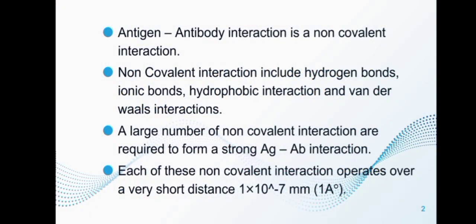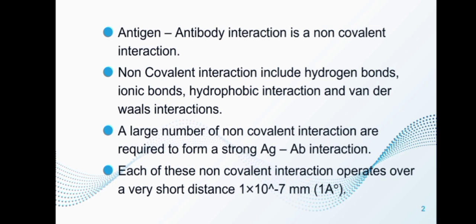The antigen antibody interaction is a biomolecular association similar to an enzyme substrate interaction. These interactions are non-covalent, and include hydrogen bonds, ionic bonds, hydrophobic interactions and van der Waals interactions. These interactions are individually weak compared with a covalent bond. So, a large number of non-covalent interactions are required to form a strong antigen antibody interaction. Each of these non-covalent interactions operates over a very short distance of 1 × 10^-7 millimeter.